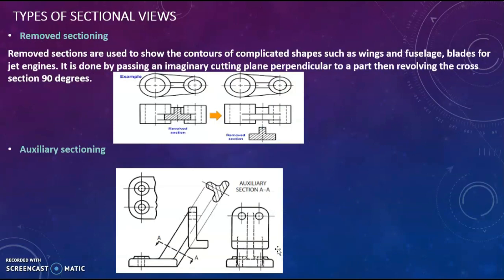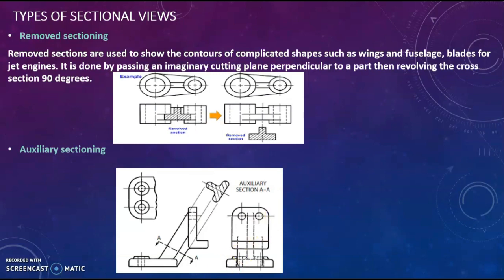Let's look at some other types. We have the removed sectioning. What do we mean by removed sectioning? The removed sections are used to show the contour of complicated shapes such as rings and fuselages, blades for jet engines. It is done by passing an imaginary cutting plane perpendicular to the path, then revolving the cross-section 90 degrees. So let's look at the diagram.